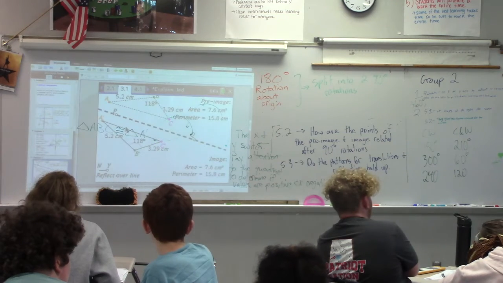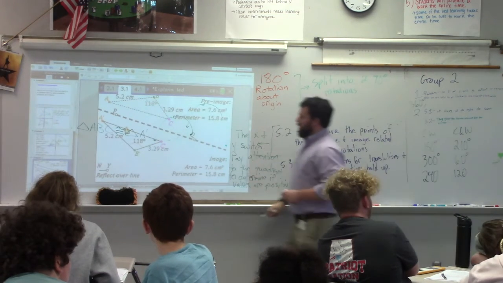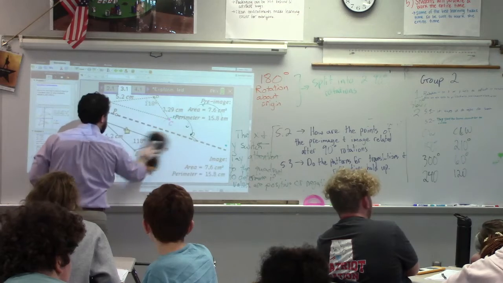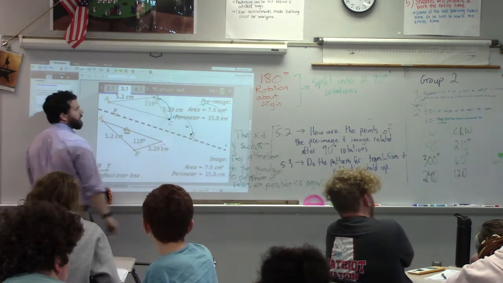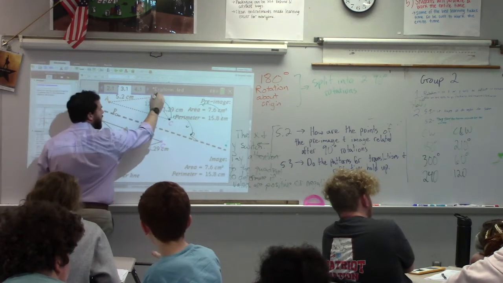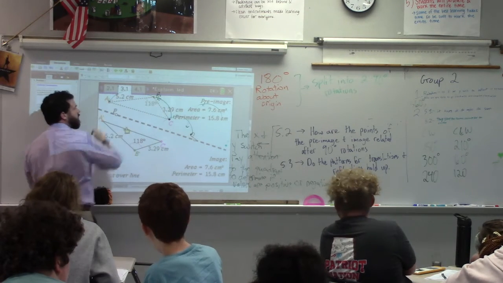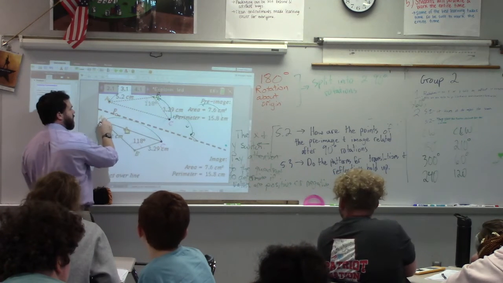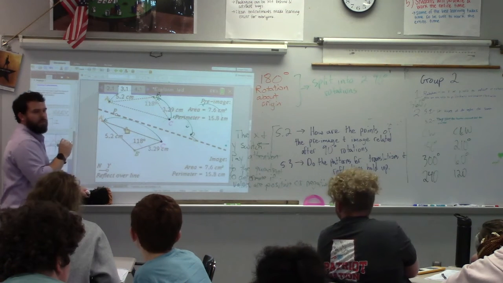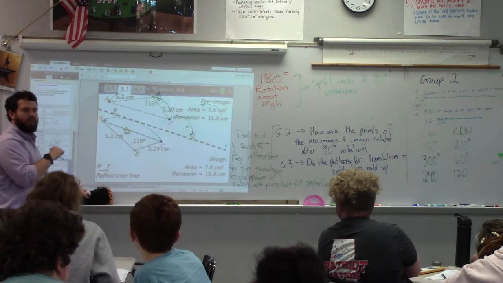But let's look at a reflection. If I go from C clockwise, what do I get? That's B. Continue on, I get A, and then back to C. If I start at C prime, I get... Is that the same order of points?